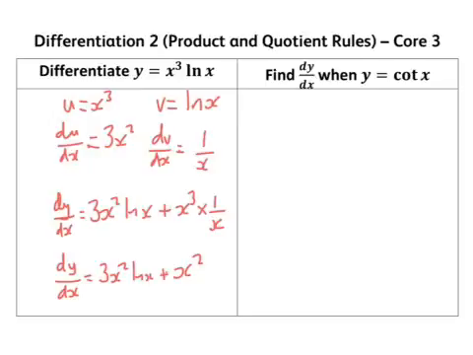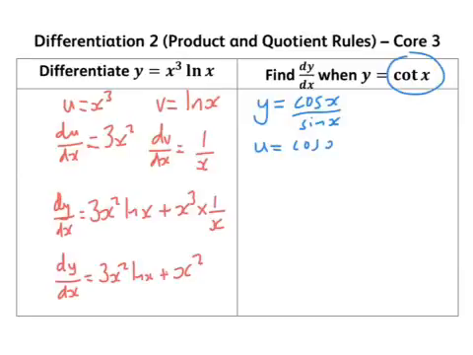Now then, this doesn't look like much of a quotient rule, but we know that cot x equals cos x over sin x. Right, so now it becomes the quotient rule. Again, we need a u, which I'm going to call cos x, and it's important you get this the right way around, and a v, which is going to be sin x.